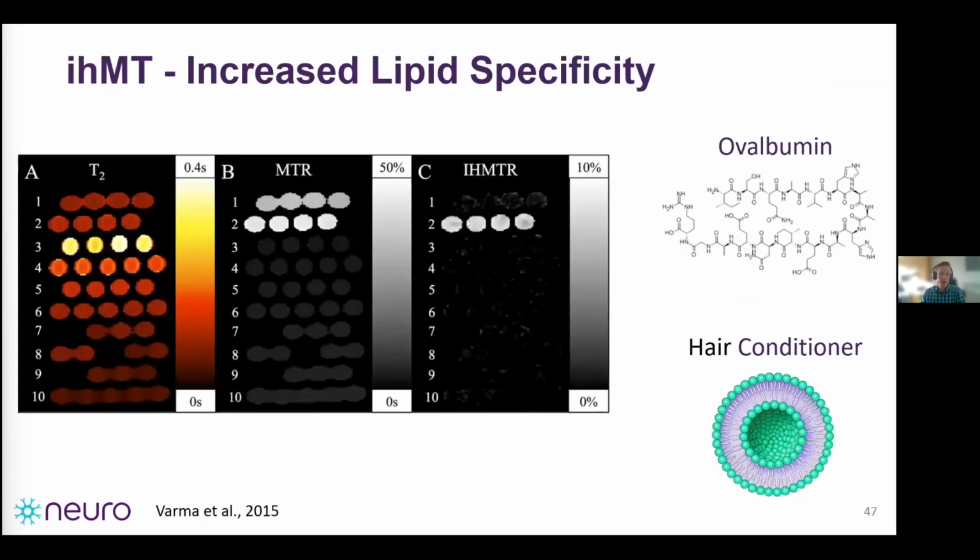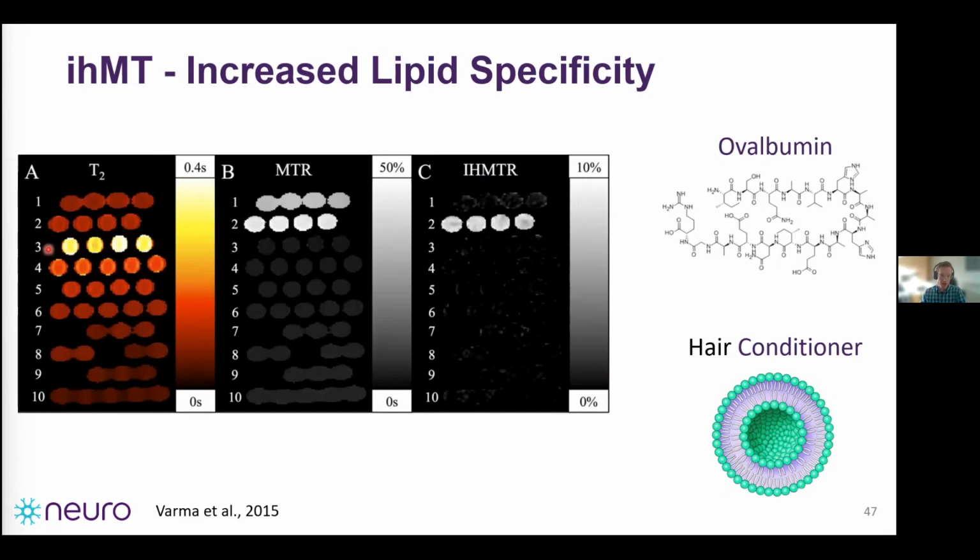This was initially shown by Varma et al. with some initial phantom work. At the top we have egg whites, which is ovalbumin, just a protein. We expect good MT from a protein; it's a high macromolecular content. In the second row, we have hair conditioner, which actually forms these cool lamellar structures, similar to myelin in a way, with high lipid content and phospholipids.